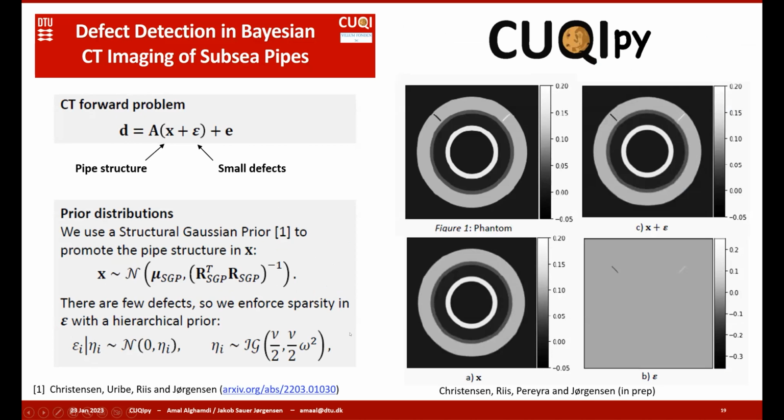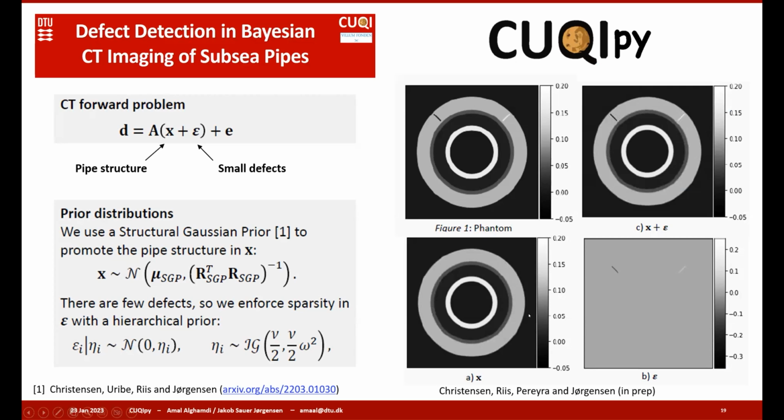And this is an example of a project. This is the first real-world problem that came out of CUQIpy. This is work by a PhD student, Celia Christensen. She is working with collaborators to study the integrity of subsurface or subsea pipes.